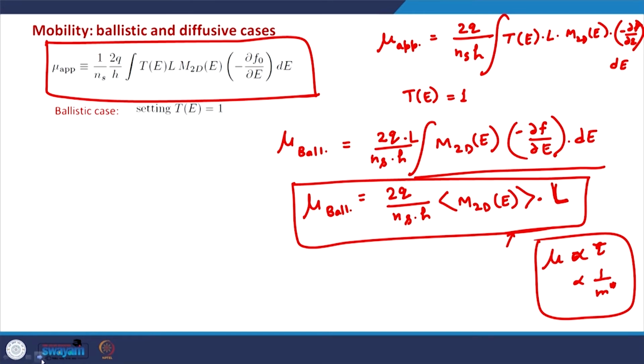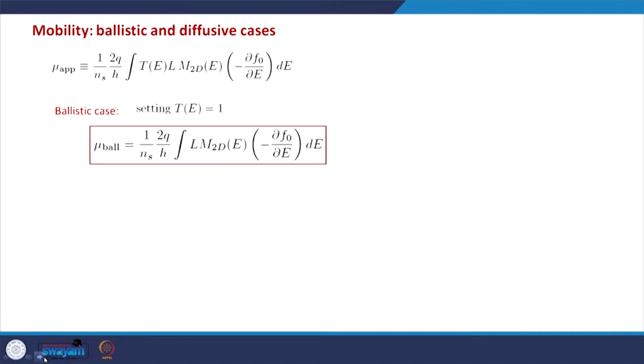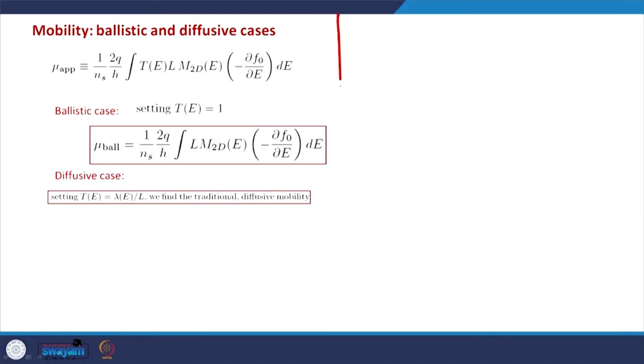If we look at the diffusive case, when the bulk conductor is there, this transmission coefficient is given as T(E) is equal to lambda(E) by L.